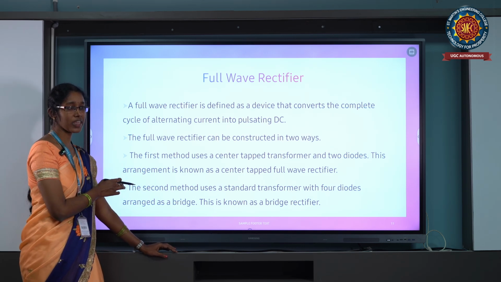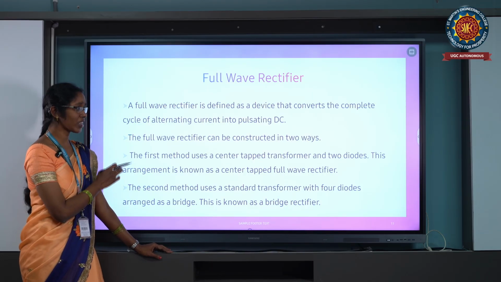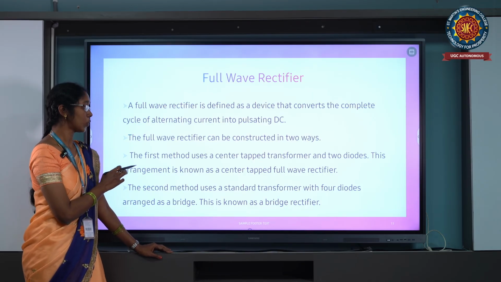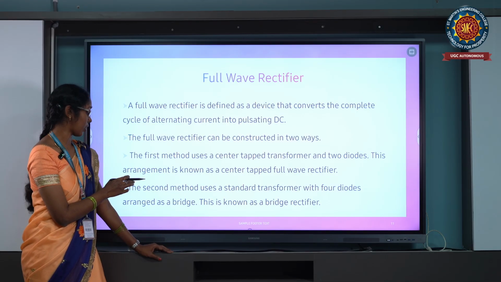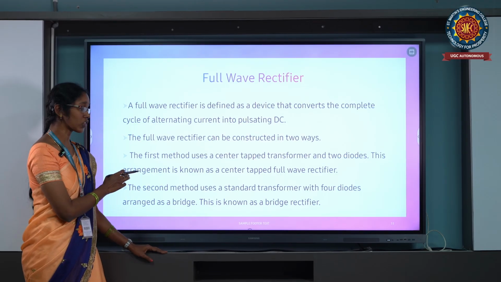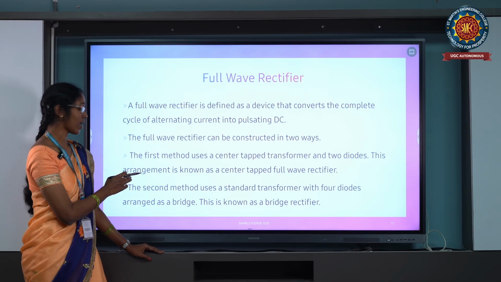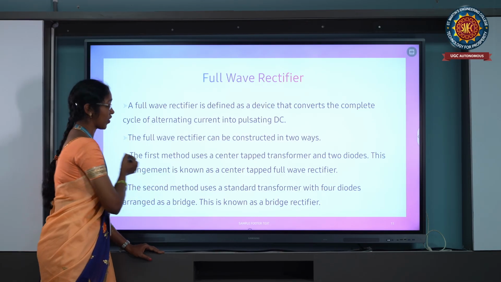A full wave rectifier can be constructed in two methods. One is by using a center tapped transformer and two diodes, known as a center tapped full wave rectifier. The second method is by using a standard transformer and four diodes arranged in a bridge form, known as a bridge rectifier.